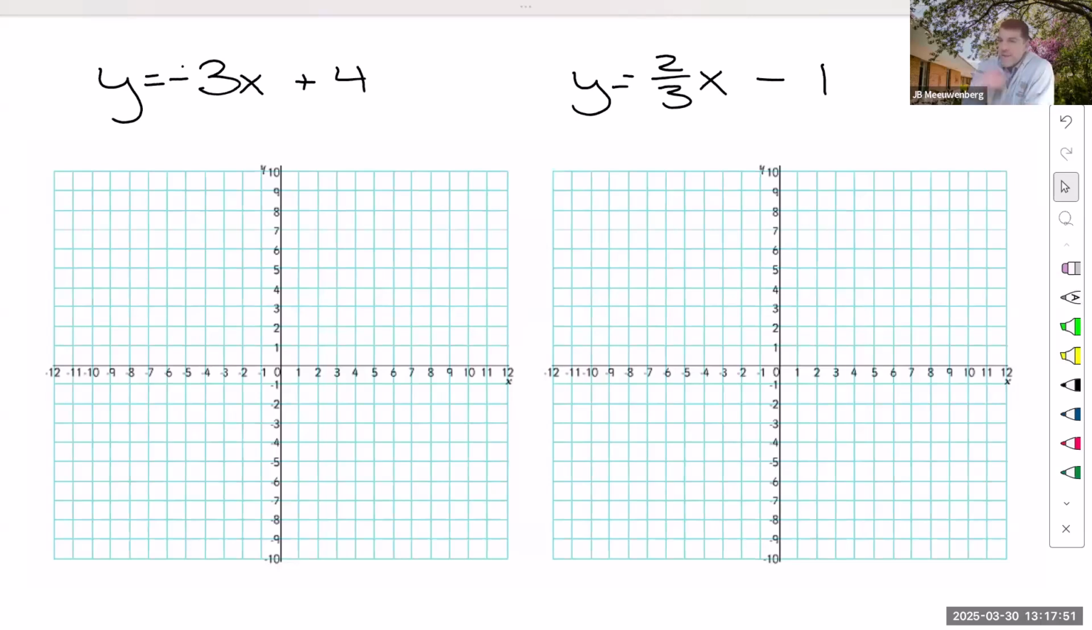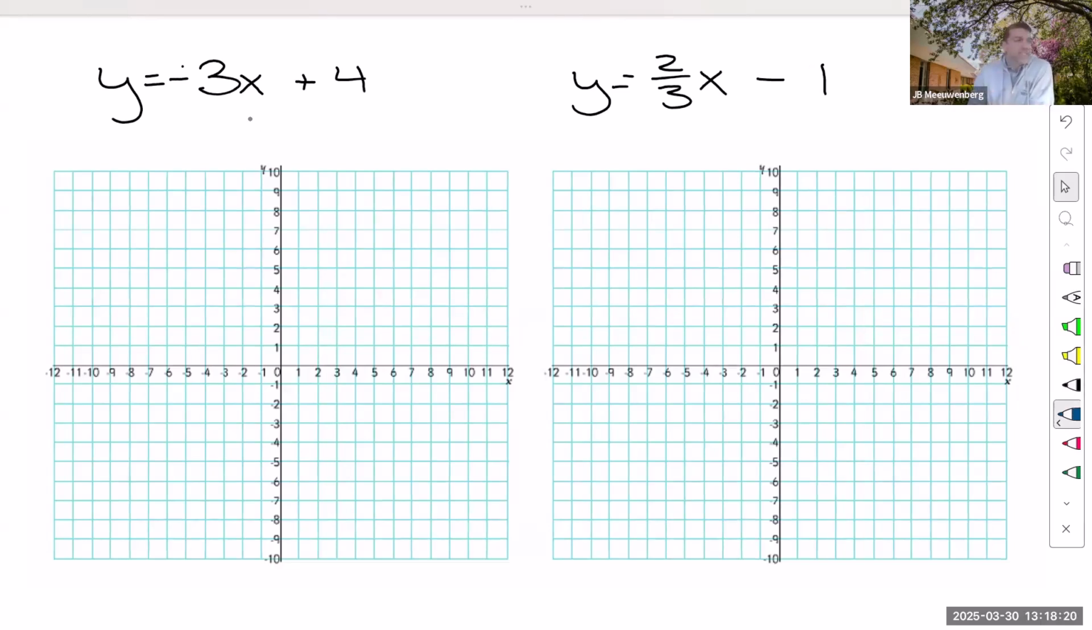So maybe you struggled with this. Maybe you figured it out. That's fine. Either way, I just wanted you to play around with this. When you are given an equation that's in slope-intercept form, first make sure that it is. Does it fit the form y equals mx plus b? It does in both cases. Note that -1 is the same thing as plus -1, and so it's still in that same form.